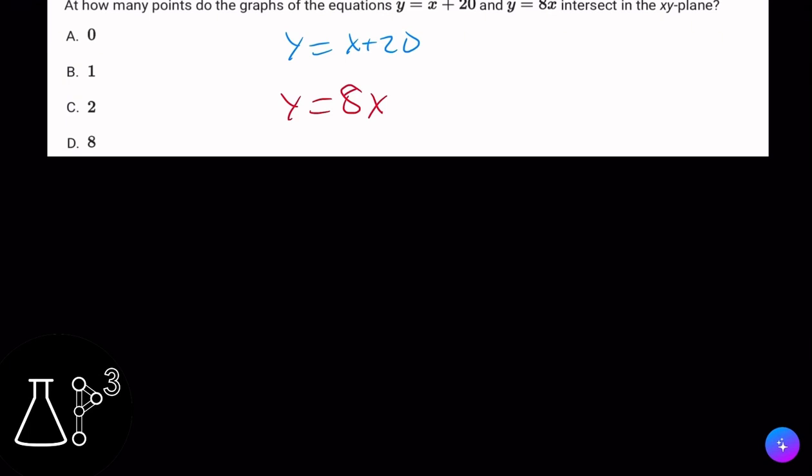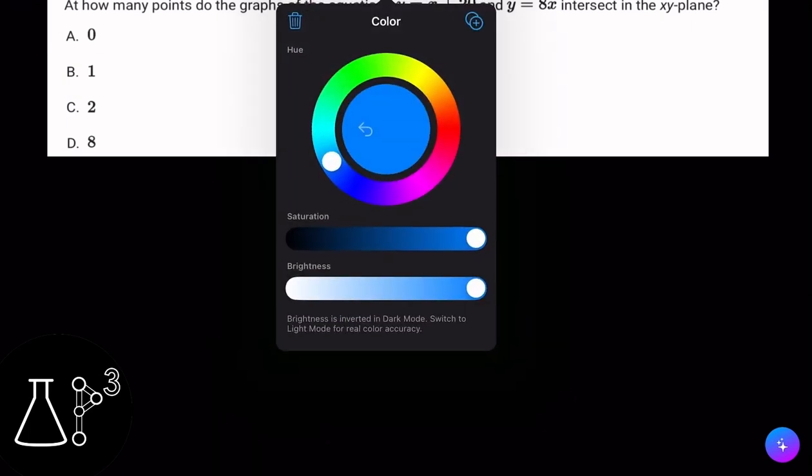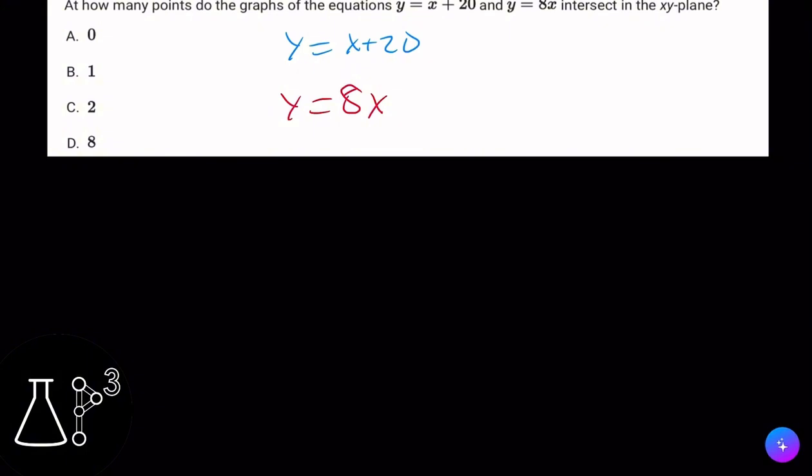So there's a rule, and I kind of went over it in a different problem. When we have two equations and they have different slopes, that means that it always has one solution. And that means that it intersects at one point. So one solution also equals it intersects at one point. Therefore, my answer is going to be B.